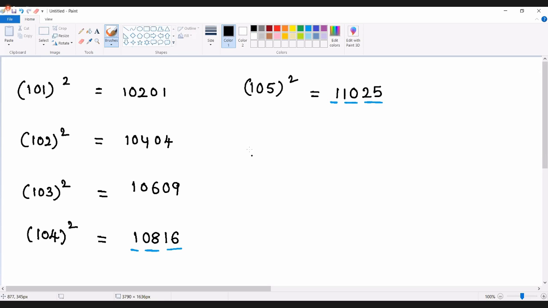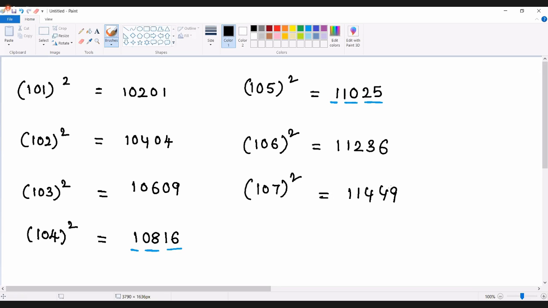For example, what is 106 into 106? 106 plus 6 is 112, 6 square is 36. Or otherwise, you can also think like this: 106 is 6 more than 100. 1, 6 into 2 is 12, 6 square is 36. The answer is 11236. If it is 107 whole square, what is the answer? 11449. If it is 108 whole square, the answer is going to be 11664.